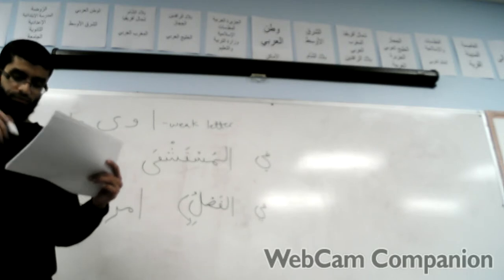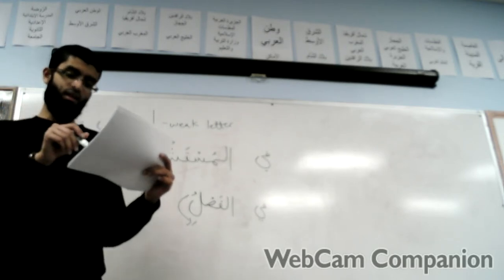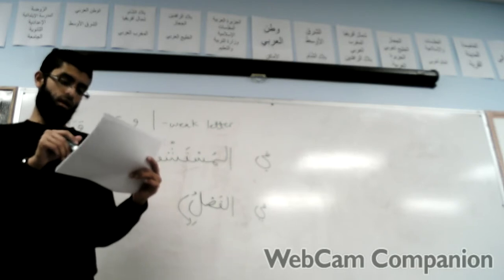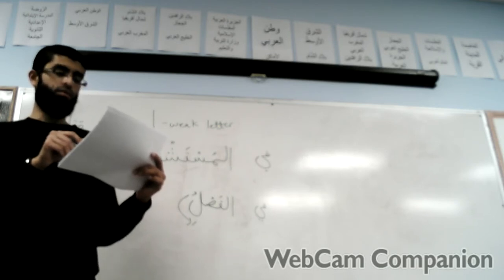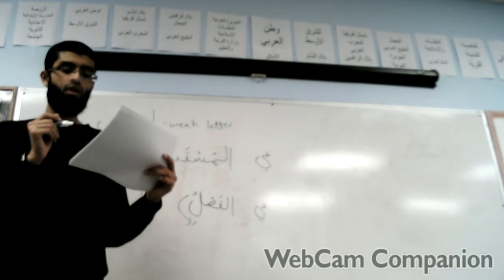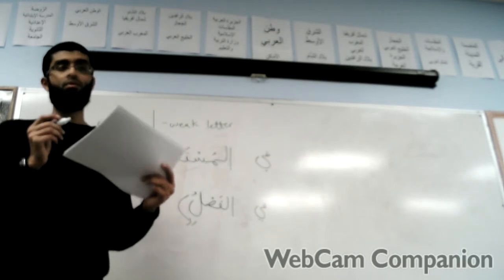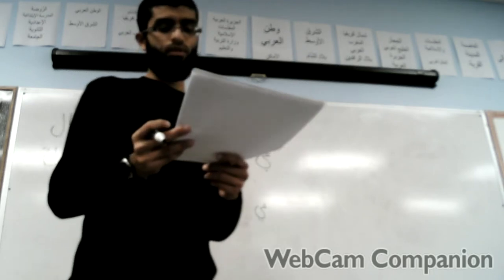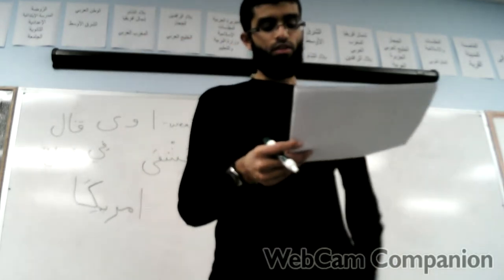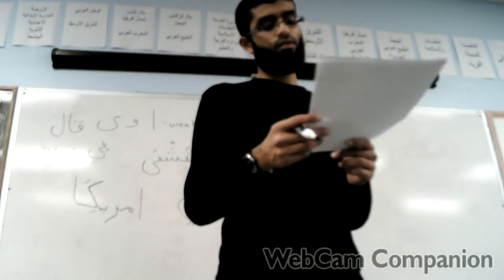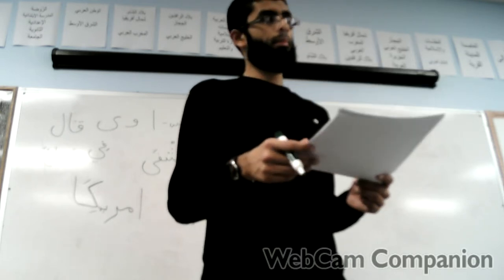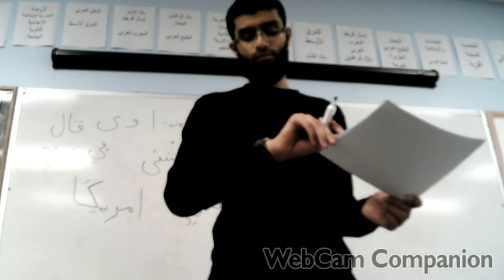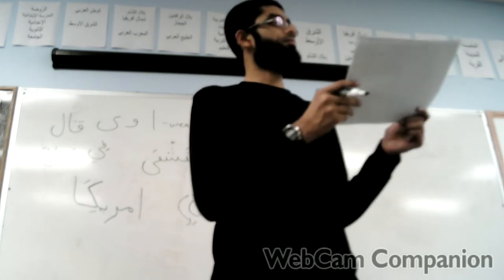I know. Mustashfa. So we have Almania, Inkaltarra, Swisra, which means Switzerland. As-sikino. Knife. As-sikino is knife, the knife. Faransa, France. Amama, in front of, and khalfa, behind. New books don't have that.